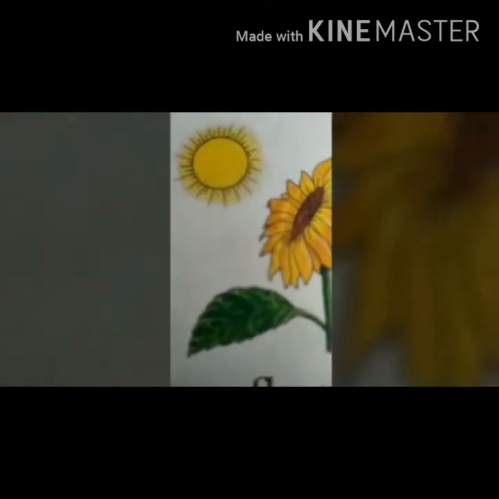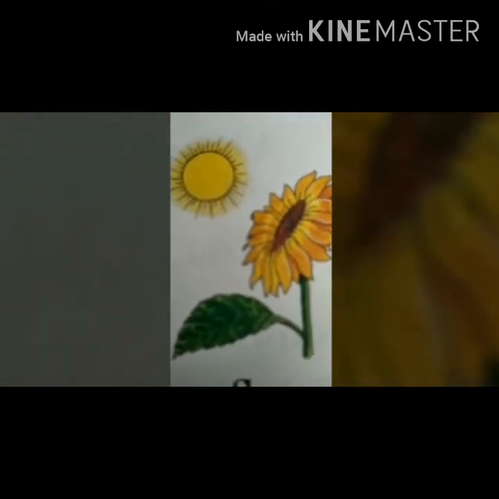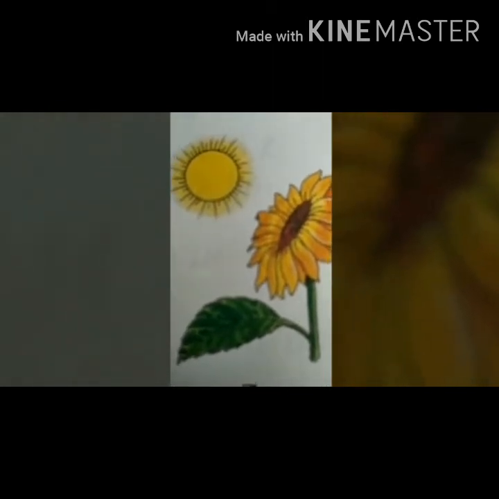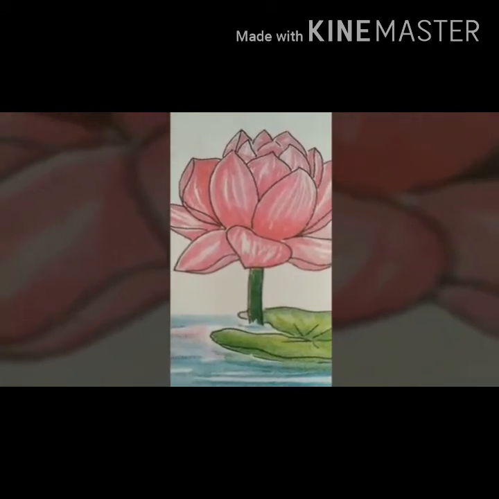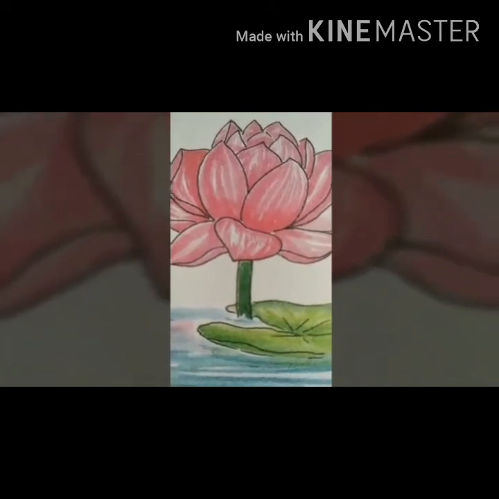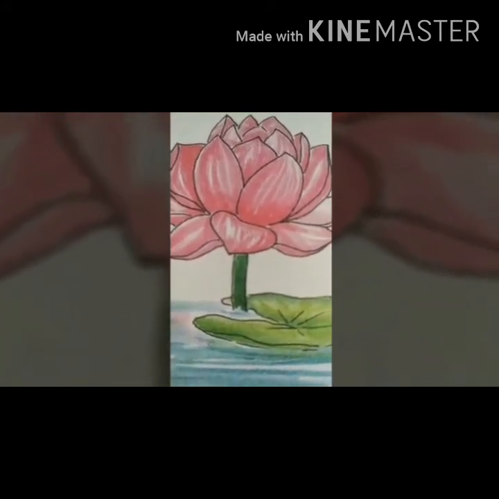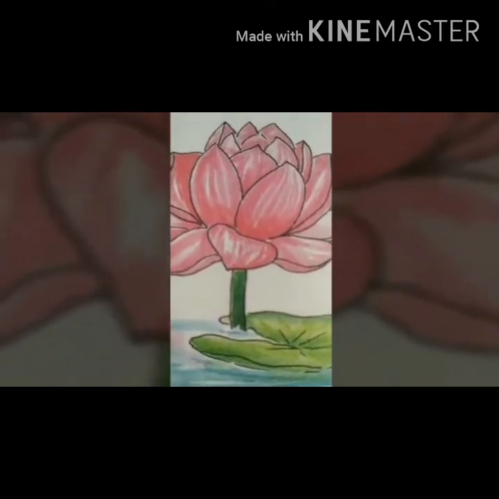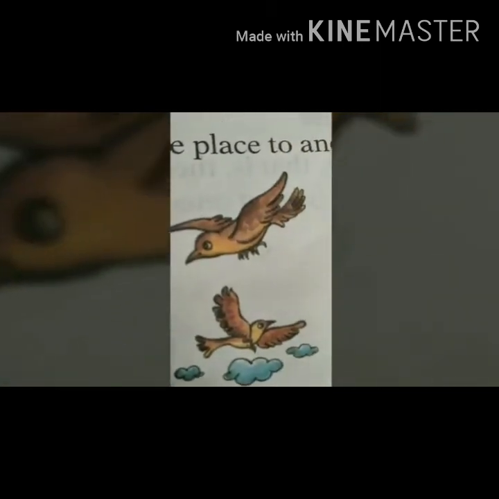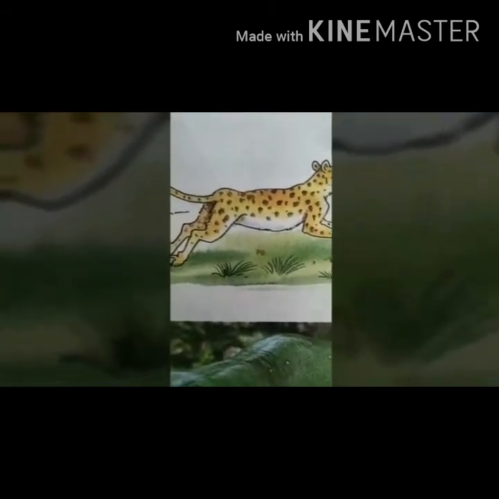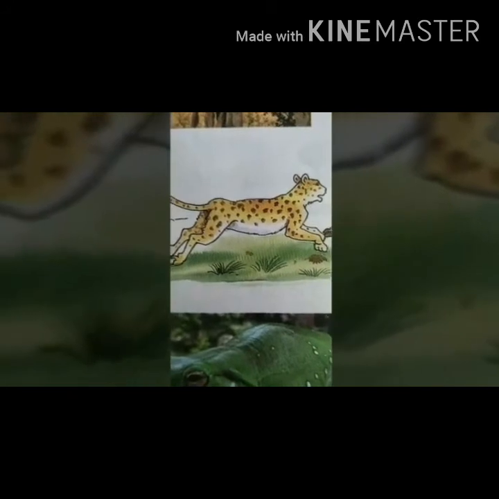A sunflower turns in the direction of the sun. A bud opens up its petals and blooms into a flower. So we see that all living things show some kind of movement. They move on their own. All living things move.